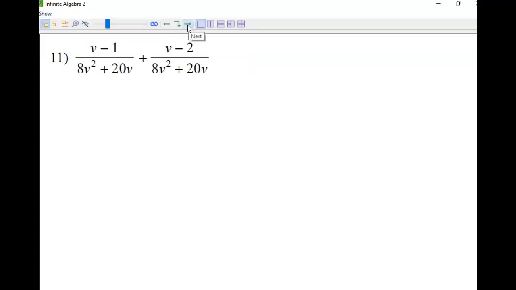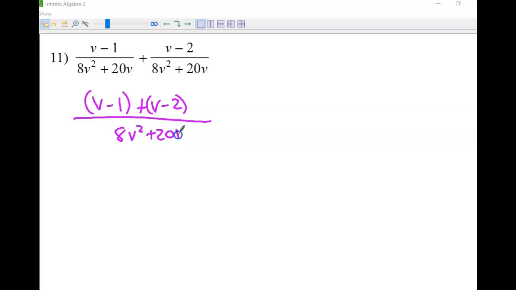Let's go ahead and take a look at 11. Now we move into addition. So the first type of question that you can expect to see is maybe where they have a common denominator already. When they have a common denominator, basically you're just going to take the numerators and put them together over one common denominator. And then you're going to combine your like terms. So v plus v is 2v, and negative 1 and negative 2 makes negative 3. And then we leave it as this.